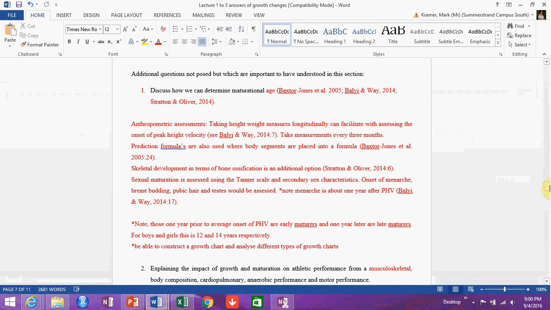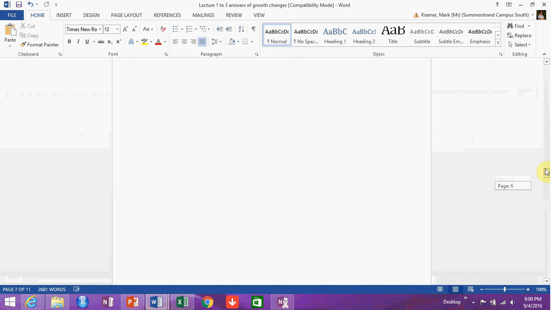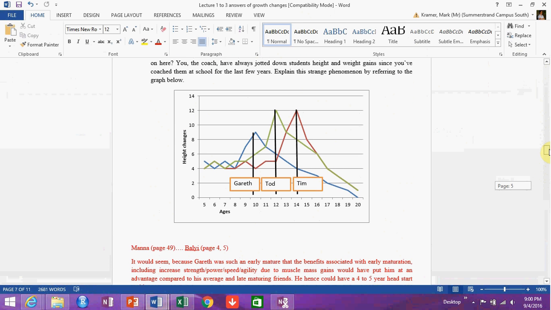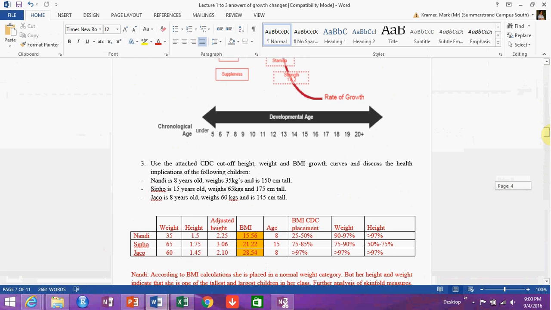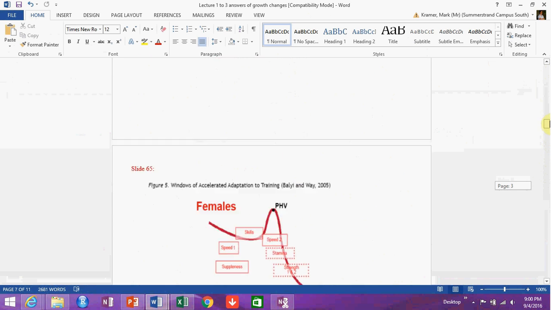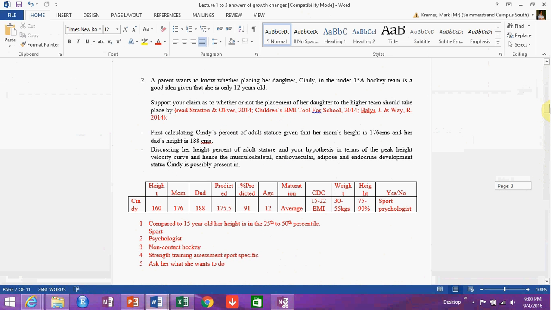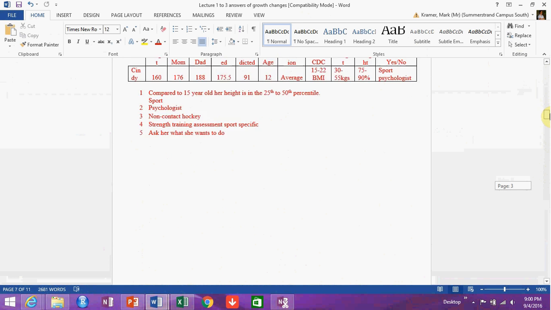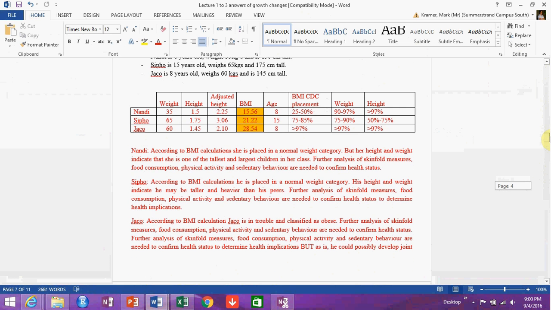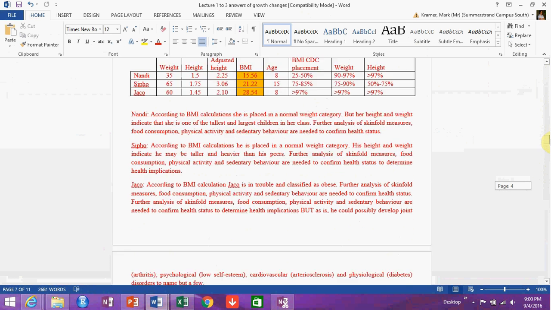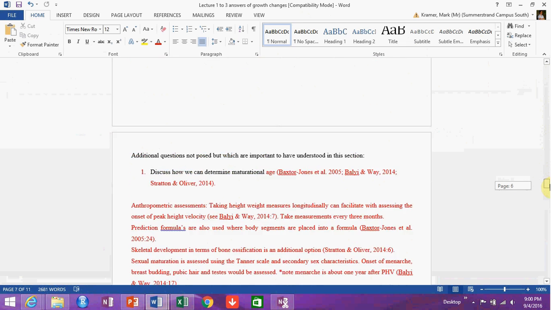If you have any questions about what has been covered in terms of early versus late maturation, as we can see here, Gareth, Todd and Tim, and the fix, please do not hesitate to ask. In terms of placement within a team based on growth related changes, how to measure peak height velocity, and how to measure parents, a percentage of adult parent height, and then of course using your CDC charts and calculating BMI, please do not hesitate to ask me.